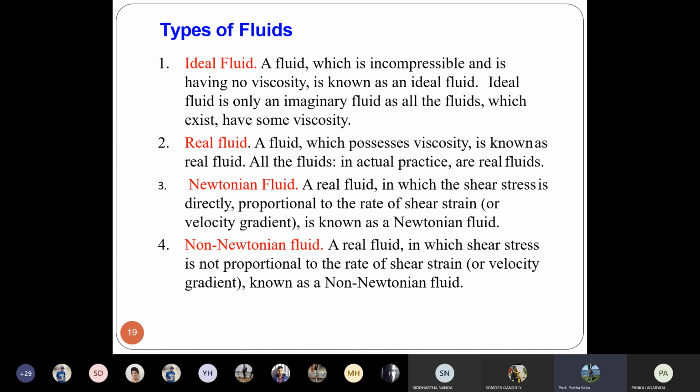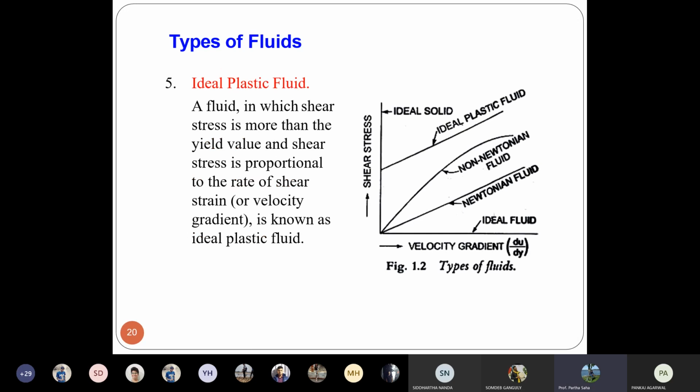Newtonian fluid, as I just said, is a real fluid where the shear stress is directly proportional to the shear strain, and a non-Newtonian fluid is a real fluid in which shear stress is not proportional to the rate of shear strain. An ideal plastic fluid is a fluid in which shear stress is more than the yield value and shear stress is proportional to the rate of shear strain. For the Newtonian fluid and non-Newtonian fluid, the yield value is 0. But for the ideal plastic fluid, this much yield value has to be there, then only the fluid will start moving. So this much residual shear stress has to be applied before the fluid starts moving.